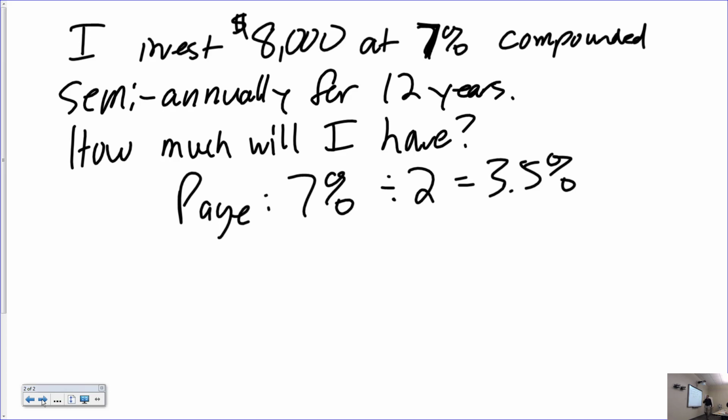And then technically, folks, how many periods are there? You guys are way out there. There's 2 times 12, 24 periods. 24 periods, yes, because there are 12 years, and there are going to be 2 compounds per year.